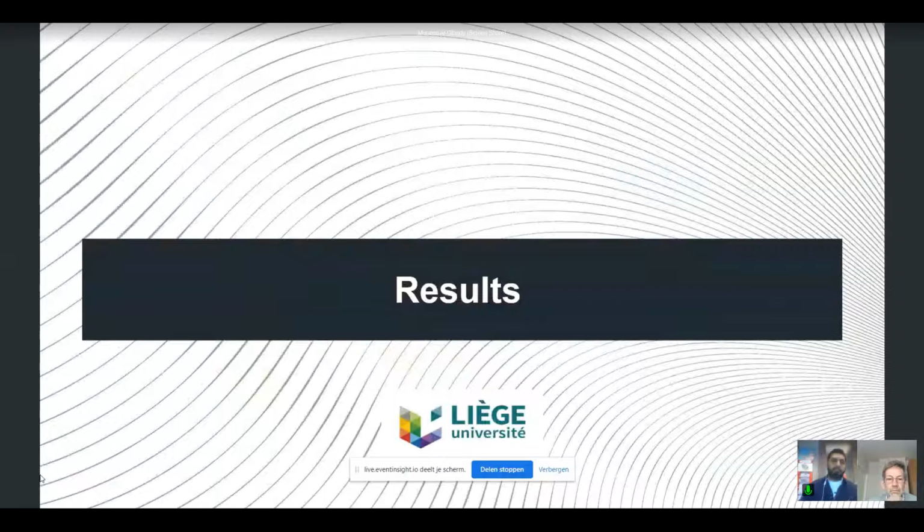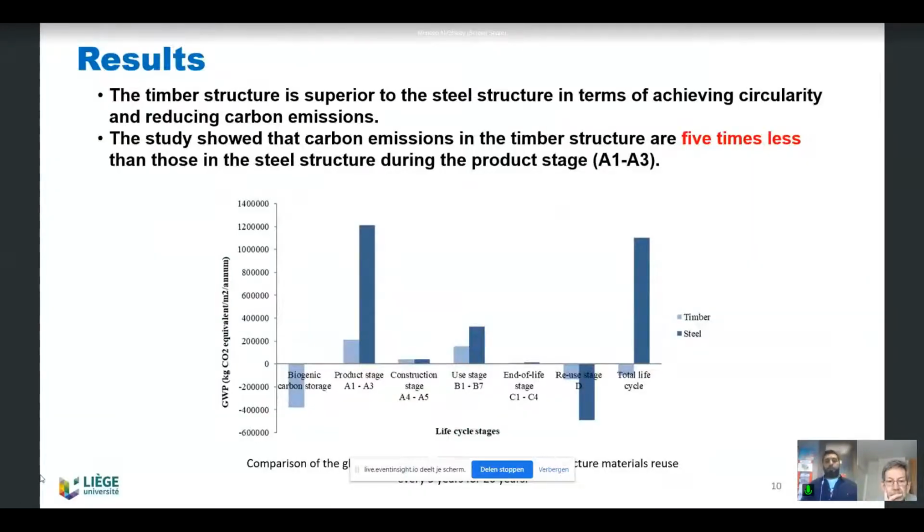The results. According to this figure, the study remarked that the timber structure is superior to the steel structure in terms of achieving circularity and reducing carbon emissions. The study showed that carbon emissions in the timber structure are 5 times less than those in the steel structure during the product stage.